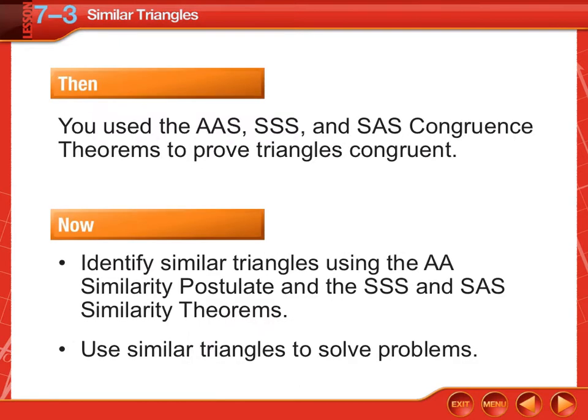The first thing we're going to look at, well, three things that we're going to look at, is how to prove triangles to be proportional or similar. The first one is the angle-angle postulate, and then we're going to use two theorems, side-side-side and side-angle-side. Then we're going to use those theorems to solve for some unknown angles and side lengths.